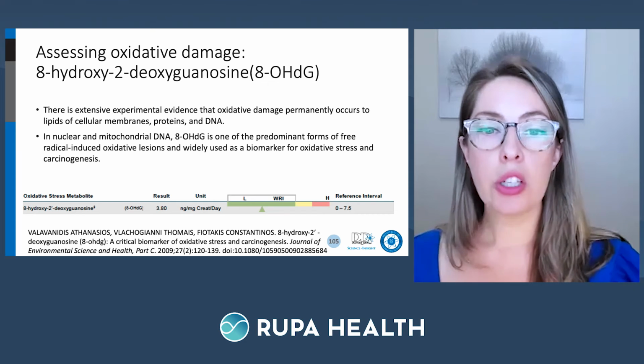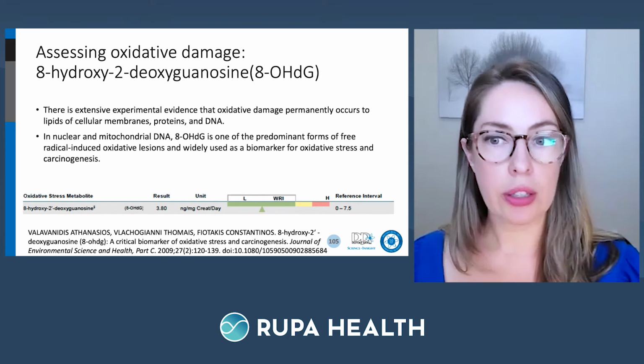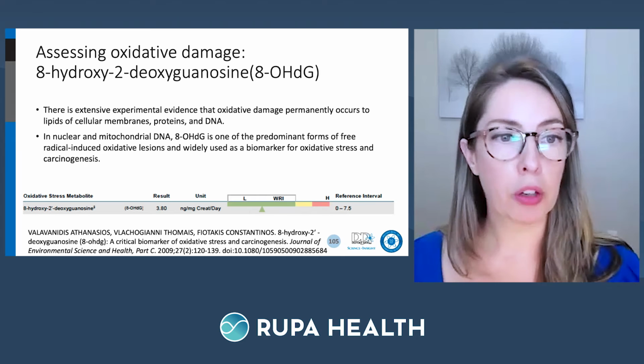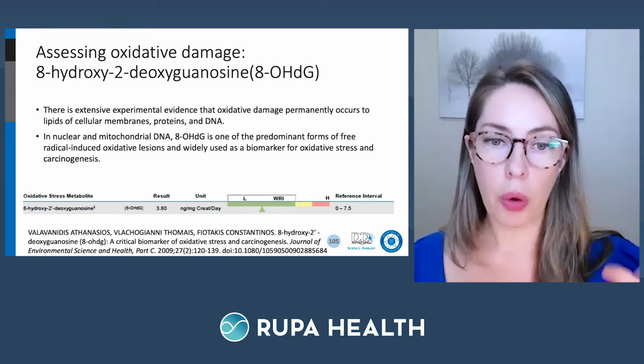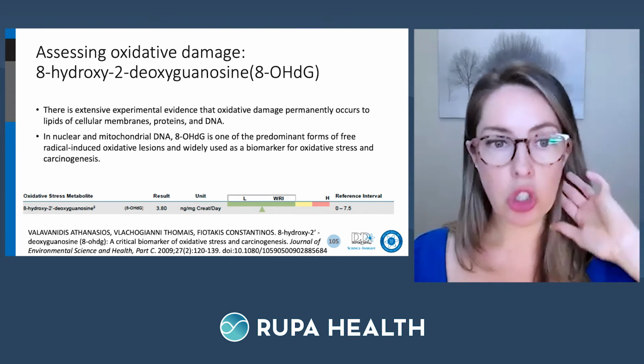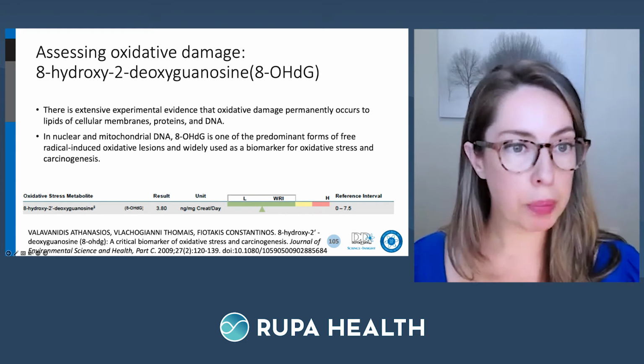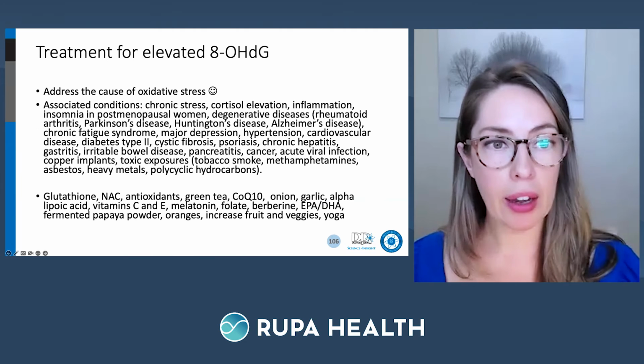8-hydroxy-2-deoxyguanosine is one of the predominant forms of free radical induced oxidative lesions. It's widely used as a biomarker for oxidative stress. So when you think about oxidative stress, always think about this potential link to carcinogenesis. Our patient had a beautiful level. I'm super happy with that.